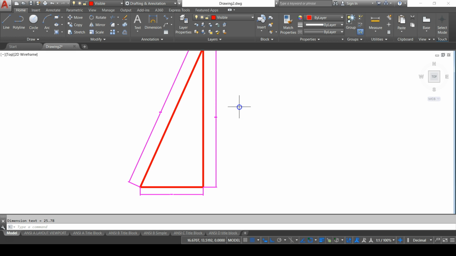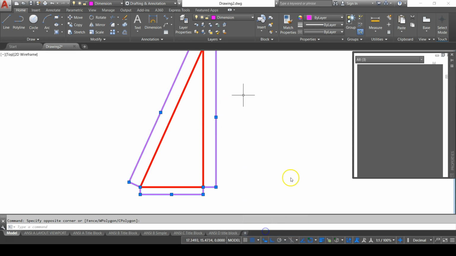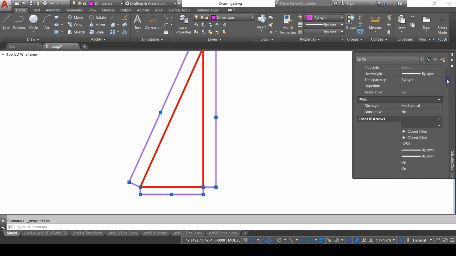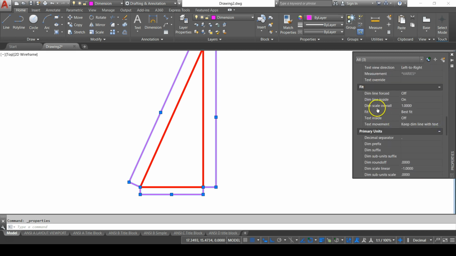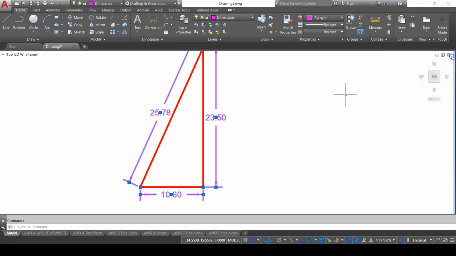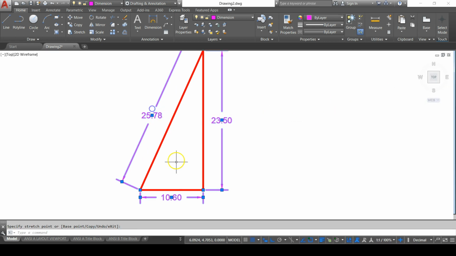And I can't see those values very well, right? So I'll select them, go to properties, and I'm going to change the annotative scale, which is in fit. The dim scale overall, I can change it to like 8, and it scales everything up by 8, which is nice. I'll bring these out now. I got my values. You all see that 25.78.